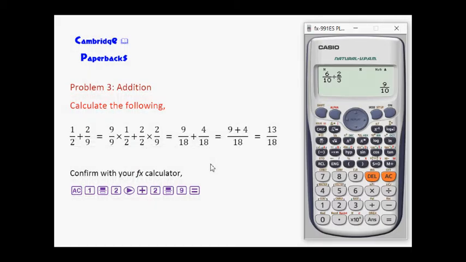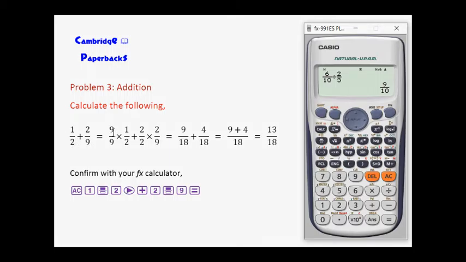Now the third problem involves addition, which is a bit more difficult when dealing with fractions, because we need to find what is known as the common denominator. So in this example we've got a half plus 2/9. We need to find the denominator which is common to both of these. The way we do this is that we multiply the first fraction by 9/9, which is equivalent to 1, because we've got a 9 here, and we need to multiply the second fraction by 2/2, which is also equivalent to 1, because we've got a 2 over here.